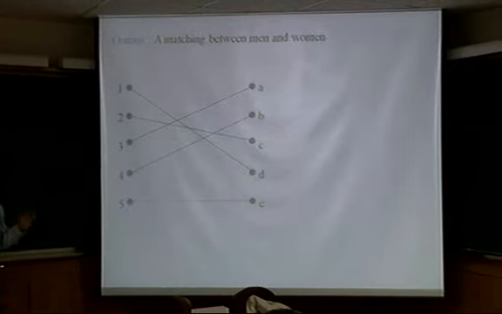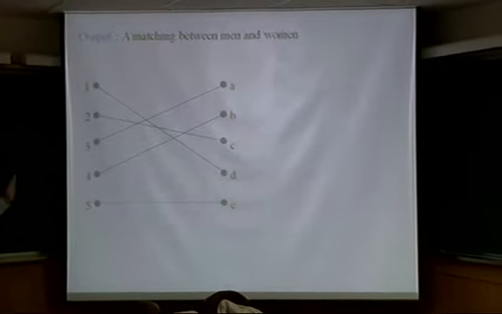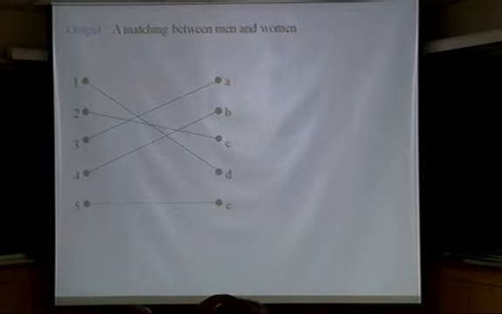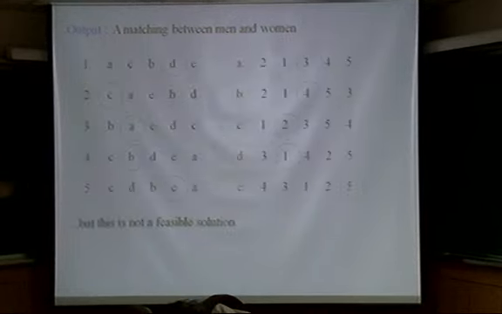And the purpose of the problem is to find a matching between men and women, like this. And for convenience, I use this representation to express a matching on a preference list. 1 is matched with D, so D's partner is 1. 2 to C, C to 2, and so on. But actually, this is not a feasible solution of this problem.